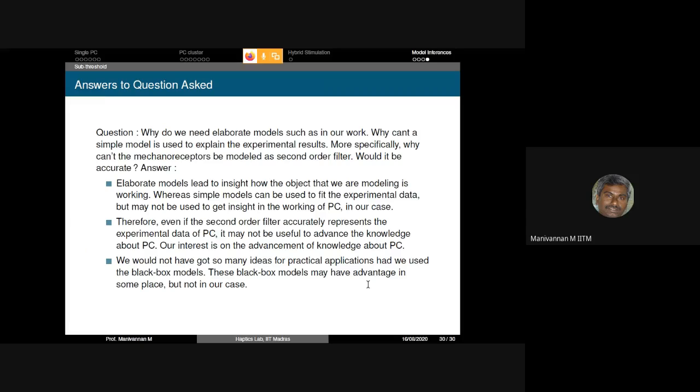Our interest is in the advancement of knowledge about the PC. Therefore, we don't have to worry about whether it is a second order filter or not. We wouldn't have got so many ideas for practical applications had we used black box models. I call the second order filter model a black box model. Even the AI models, all the artificial intelligence models, are black box models. These black box models may have advantages in some places, but not in our case, and not in many other cases as well. So you need to know where to use a black box model and where you should not. I will stop here. Thank you.